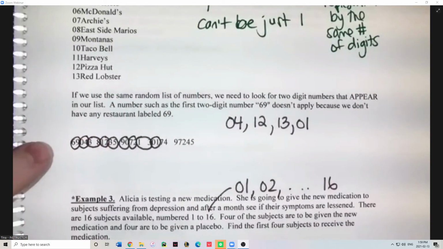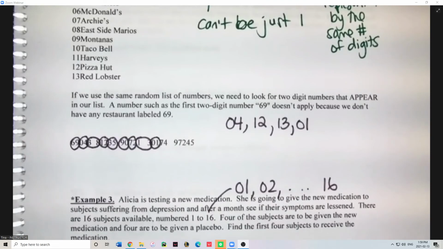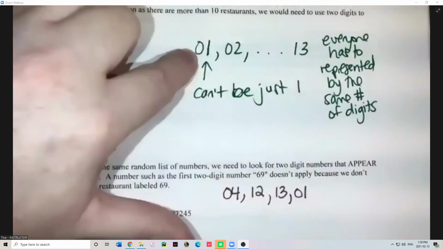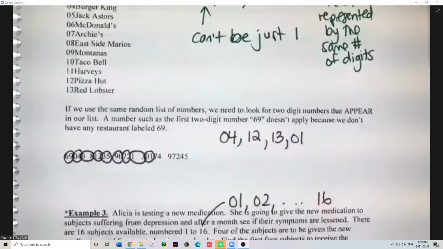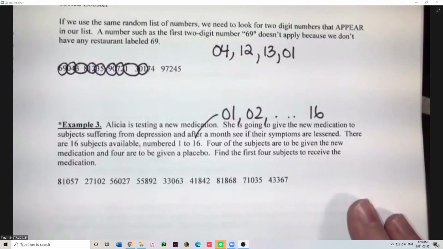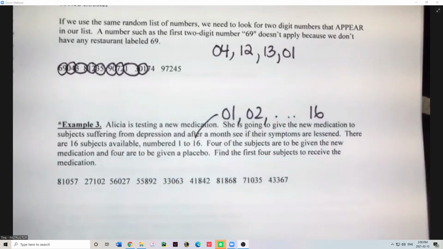You don't leave any numbers out. 2 numbers in order. Don't leave any numbers out. It doesn't matter what numbers go up by. It has nothing to do with that. It has to do with the fact that everybody is represented by 2 digits. So you circle 2 at a time without skipping any numbers. So for this one, we have to circle 2 numbers at a time. Everyone is 2 digits. Again, don't leave any numbers out.